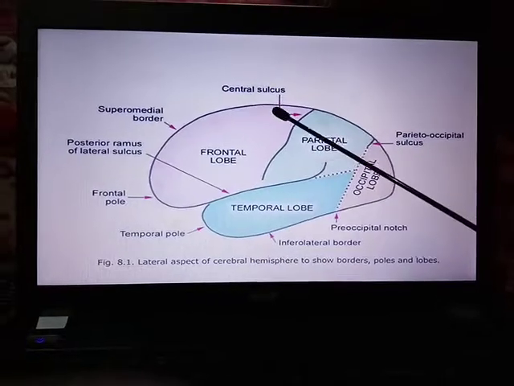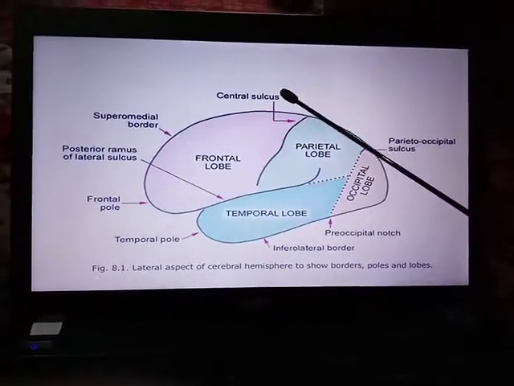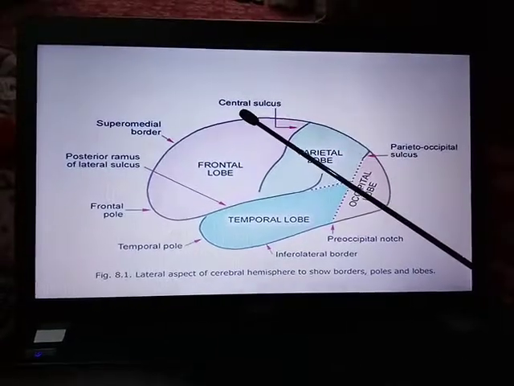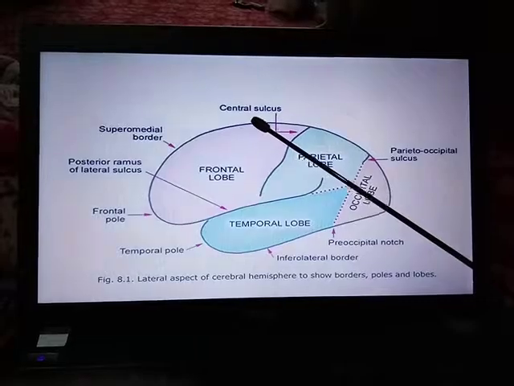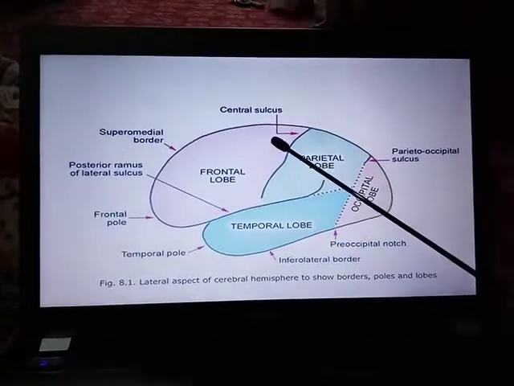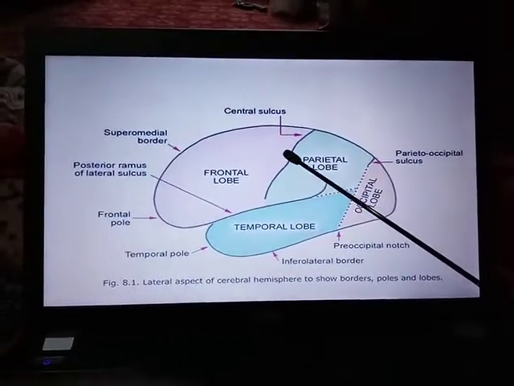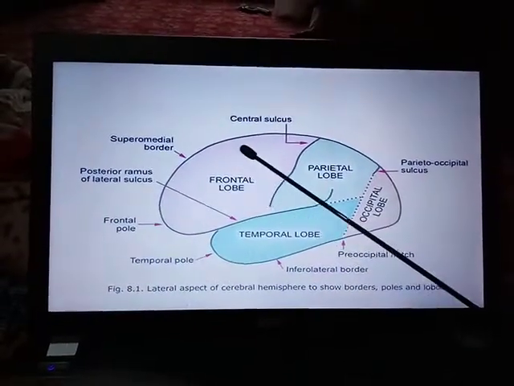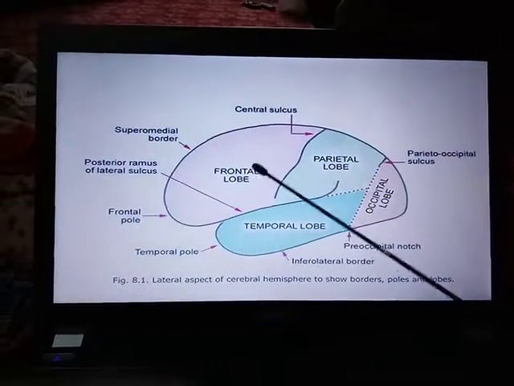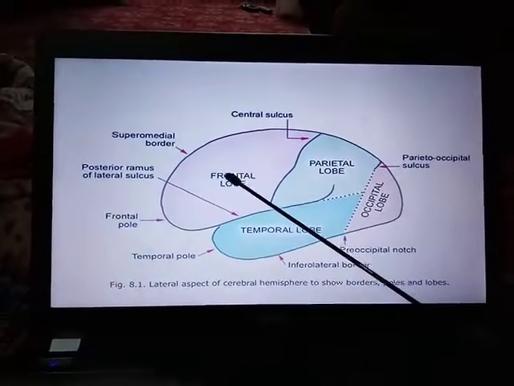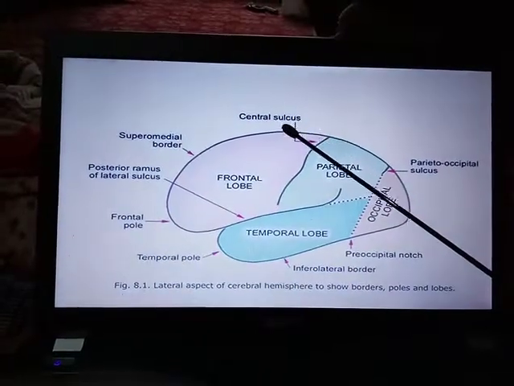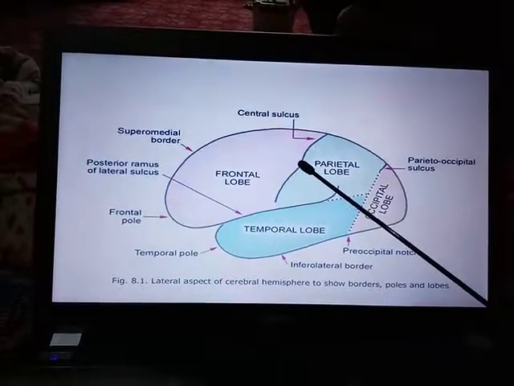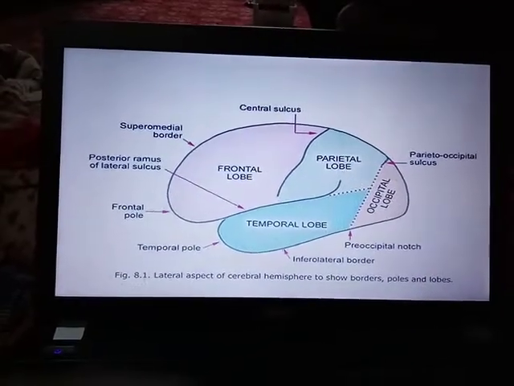We have four types of sulci which are seen in the cerebrum. That is the limiting sulcus, the axial sulcus, the operculated sulcus, and the complete sulcus. Talking about the limiting sulcus, what is this limiting sulcus? The example in front of us is the central sulcus, which separates two functionally different areas. It separates the frontal lobe from the parietal lobe.